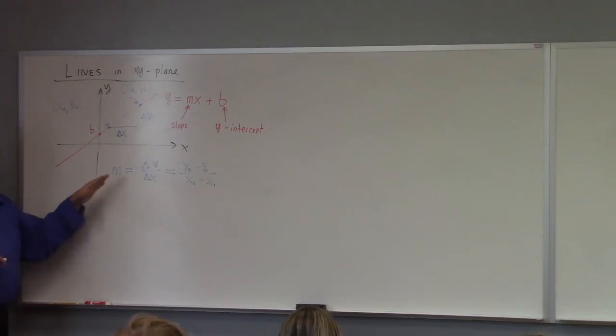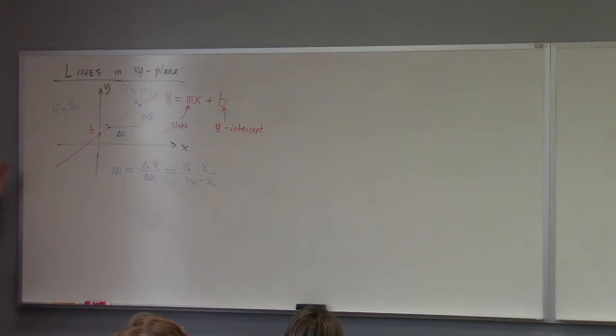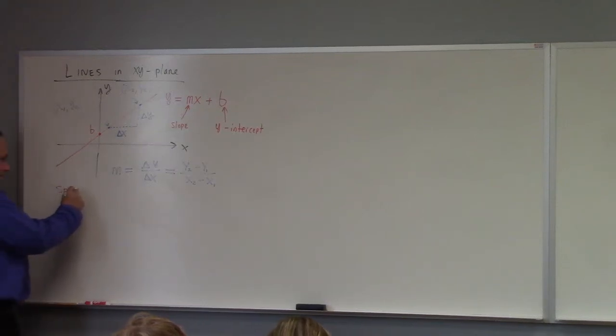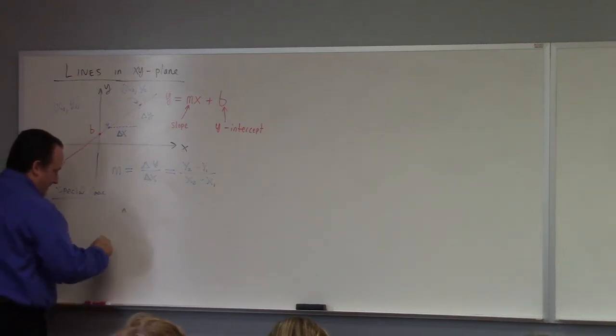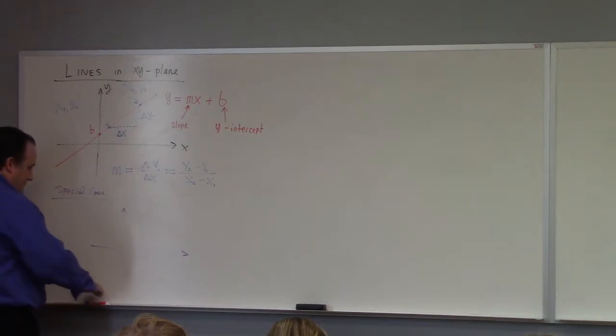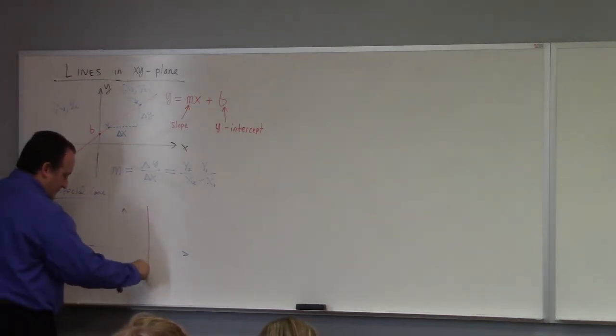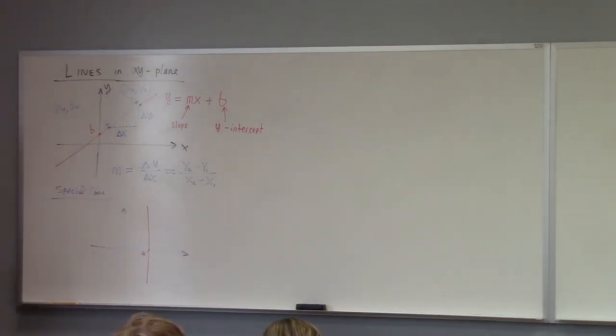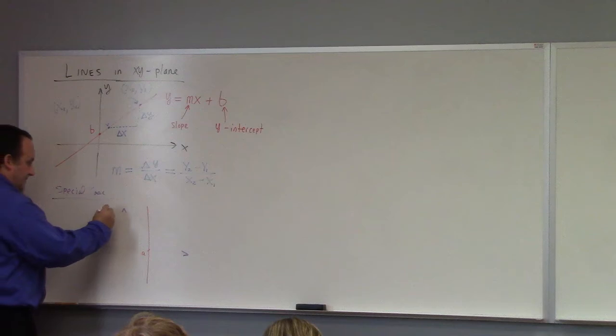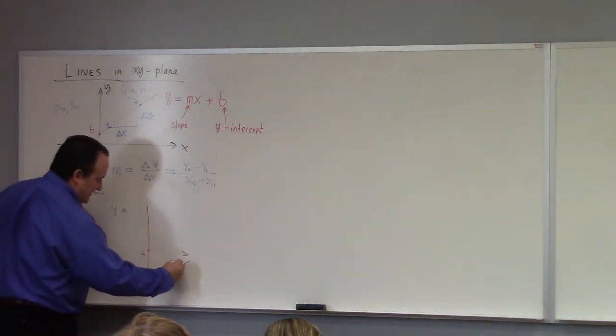So this is the so-called slope. Now, this is all for what? What are the other kinds of lines you could have? When does this formula not work? What's the special case? Still a line, right? But what if the line looks like this? It goes through, let's say, a here. If your line looks like that, what's the y-intercept of this line here?